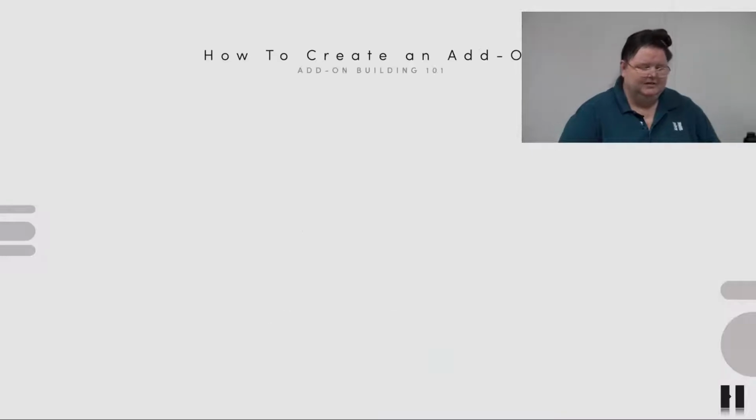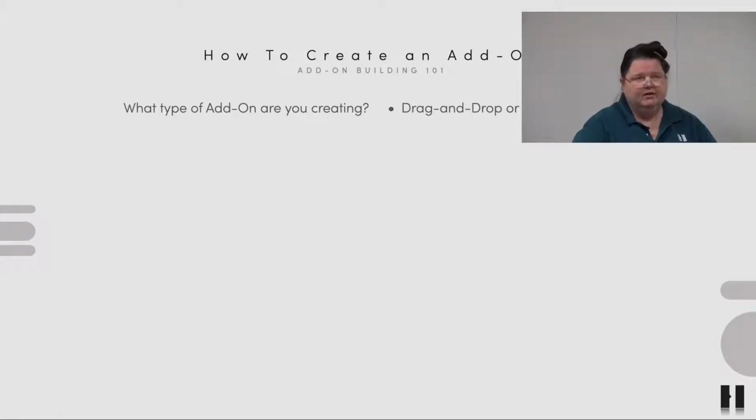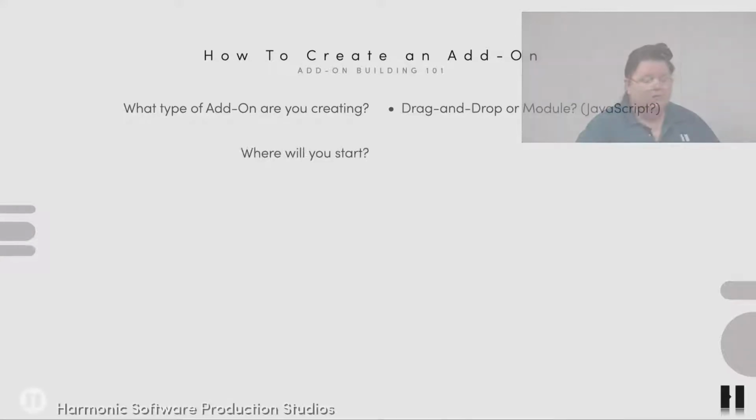So I'm going to demonstrate how to create an add-on. Initially, I'm going to explain the types. There are essentially two types of add-ons that you can create, each with infinite possibilities, but their setup requirements vary somewhat. So the first thing you need to understand before you get started is what type of add-on are you creating? Will your add-on consist of a drag and drop object or perhaps an entire module? Perhaps it'll be JavaScript based, which by the way could be the case for either a drag and drop or a module based add-on.